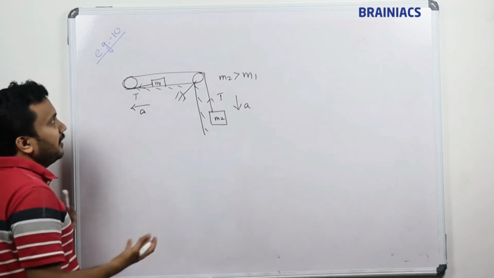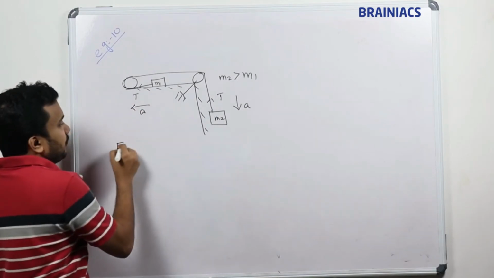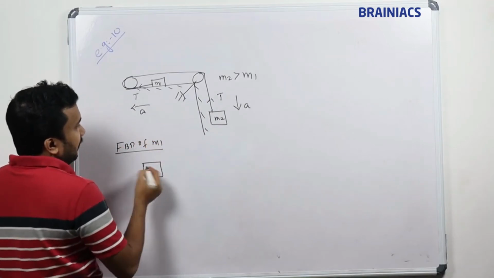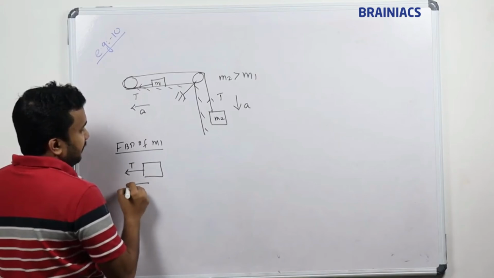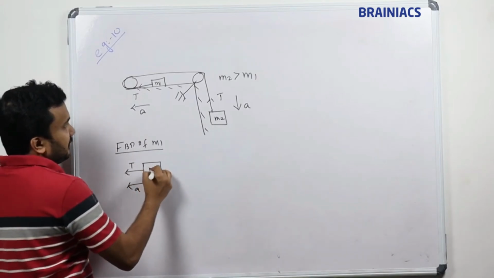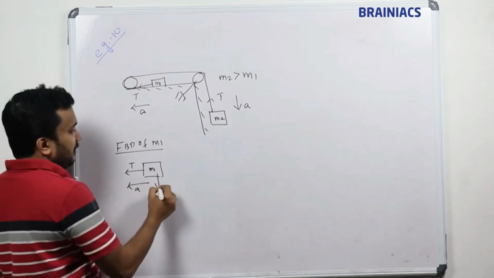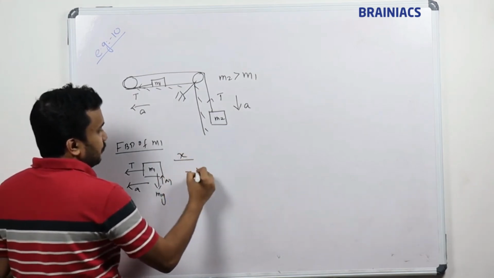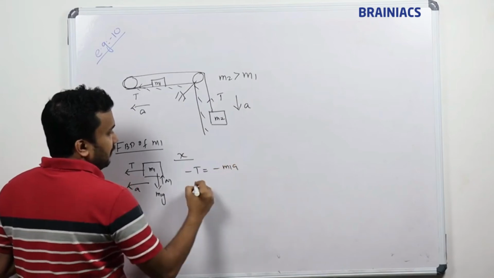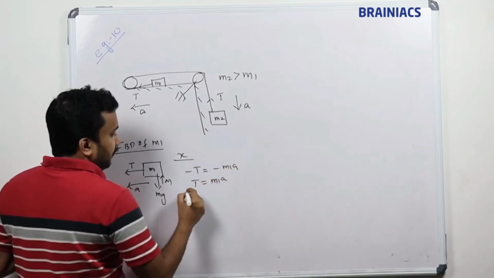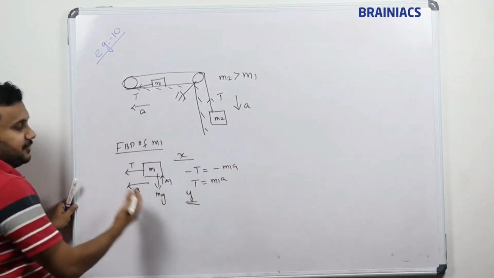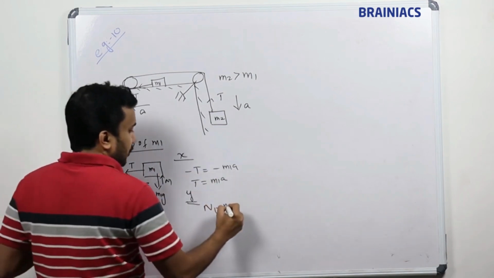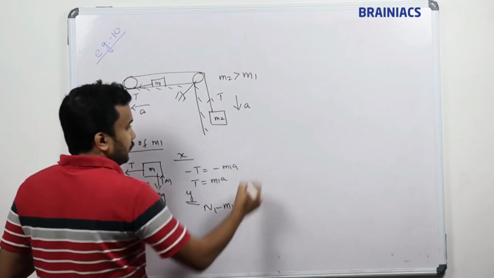You can draw the free body diagram also. So we will write the free body diagram of the M1 body. We have a tension like this, and an acceleration like this. No other forces are acting on the body. Weight will be there, of course, M1G, and the reaction N1. So the X set of equations is: T is equal to M1A. In the Y set of equations, N1 minus M1G is equal to 0.